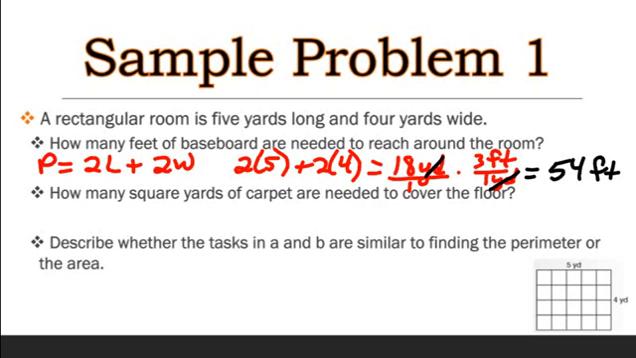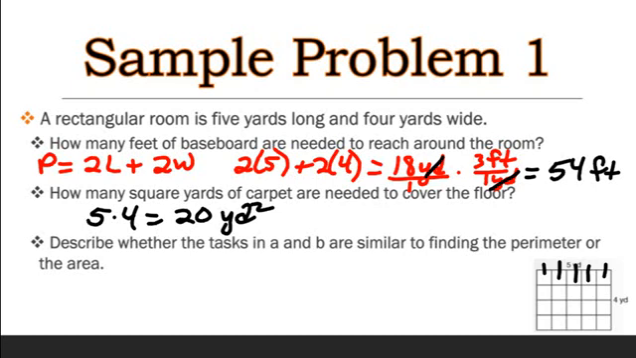How many square yards of carpet are needed to cover the floor? Now they're asking in square yards, so all I have to take is my length times my width. It would be 5 times 4, which would give me 20 square yards. In the picture down below, you can verify that I have a group of 4 here, group of 4 here, so 4, 8, 12, 16, 20. So that will give me an area of 20.